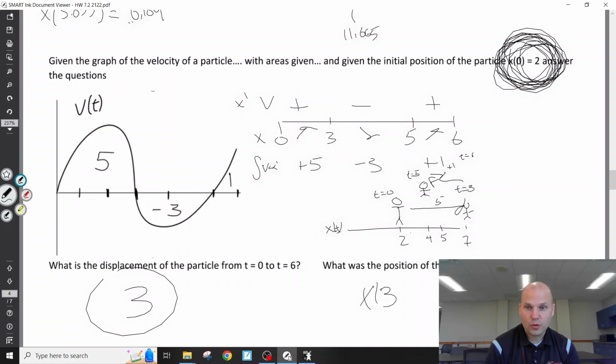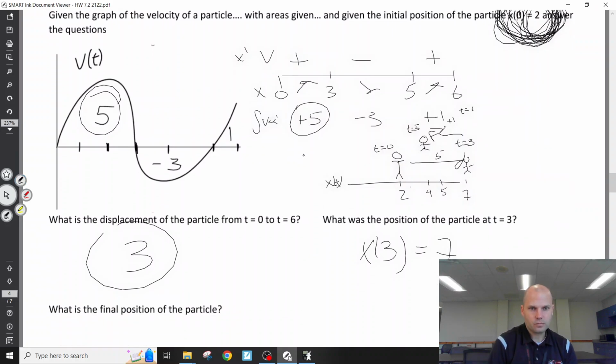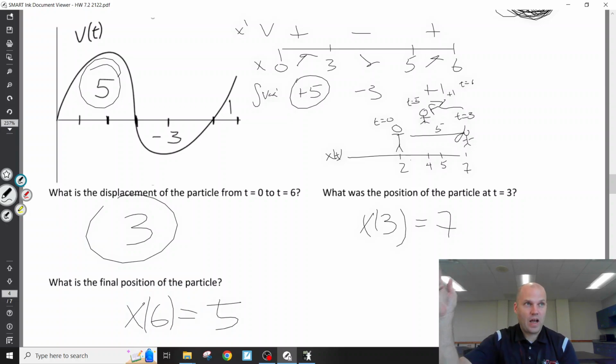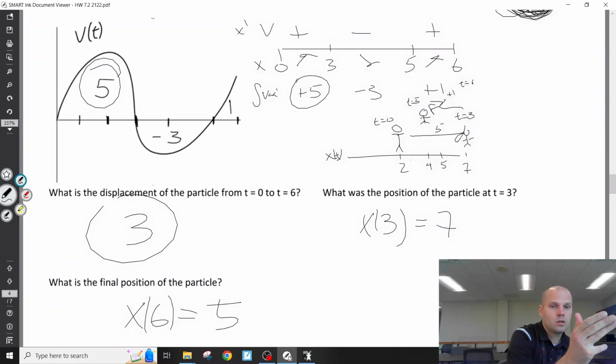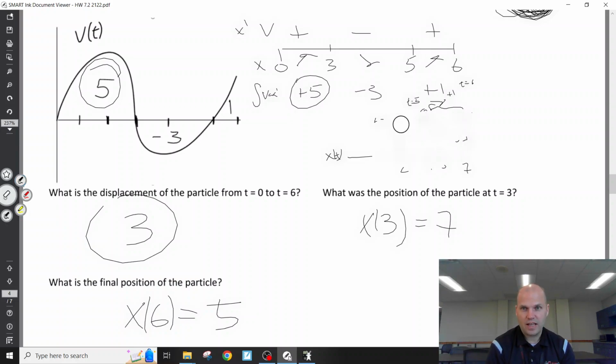So x of 3 was 7, right? I started at a position of 2. I moved to the right 5. This is how much I've increased. It's not where I am. I started at 2, add 5, I get to 7. I then went to the left, and then I went to the right. I ended up at 5. 2 plus 5 is 7, minus 3 is 4, plus 1 is 5. Started at 2, over to 7, back to 4, up to 5. If that didn't make sense, do it yourself, okay? This is just how far I've moved, not where I am.